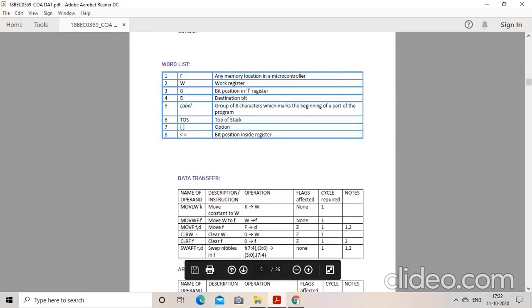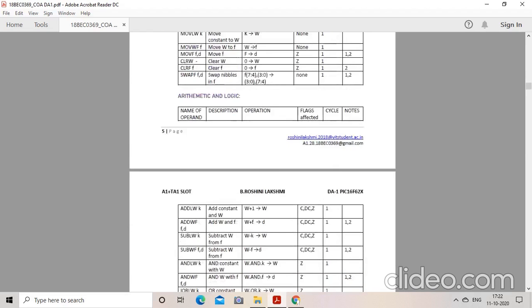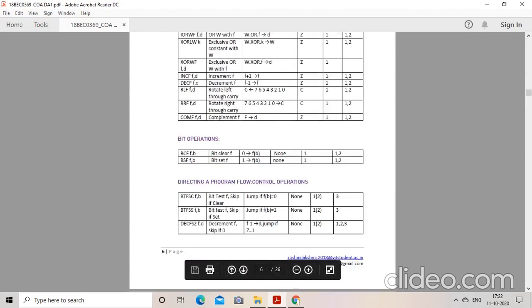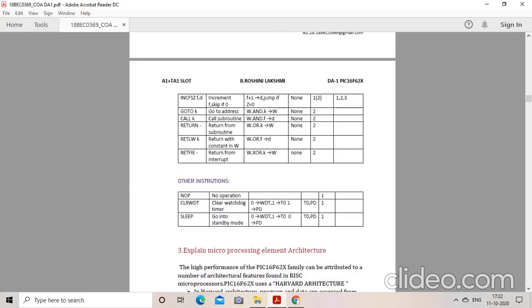These are the few instructions on data transfer. And here are the instructions related to arithmetic and logic, and few instructions for bit operations, and these are for control operators, and some other instructions. I took the help of instruction set of my particular IC in order to answer this question.